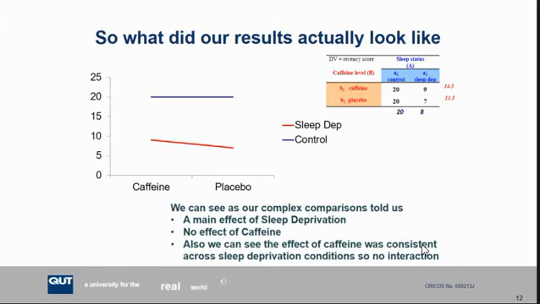So what did our results actually look like? Well, we can probably have a good idea of that from the results of our contrasts. In terms of our recency discrimination scores, the people in the sleep deprivation condition did much worse than the people who were not exposed to sleep deprivation. Caffeine, we can see, had absolutely no effect on those scores, and there was no interaction between caffeine and sleep deprivation. Having caffeine didn't make the people in the sleep deprivation condition score any better.